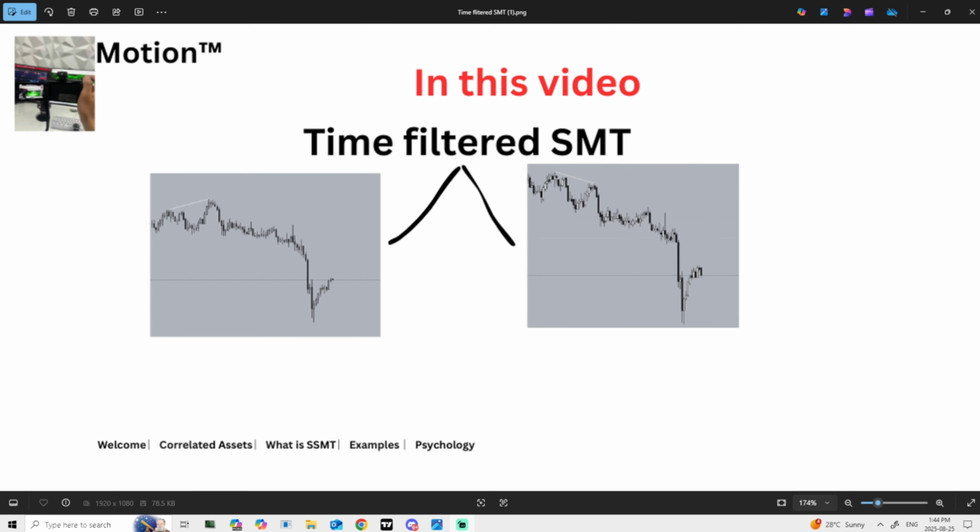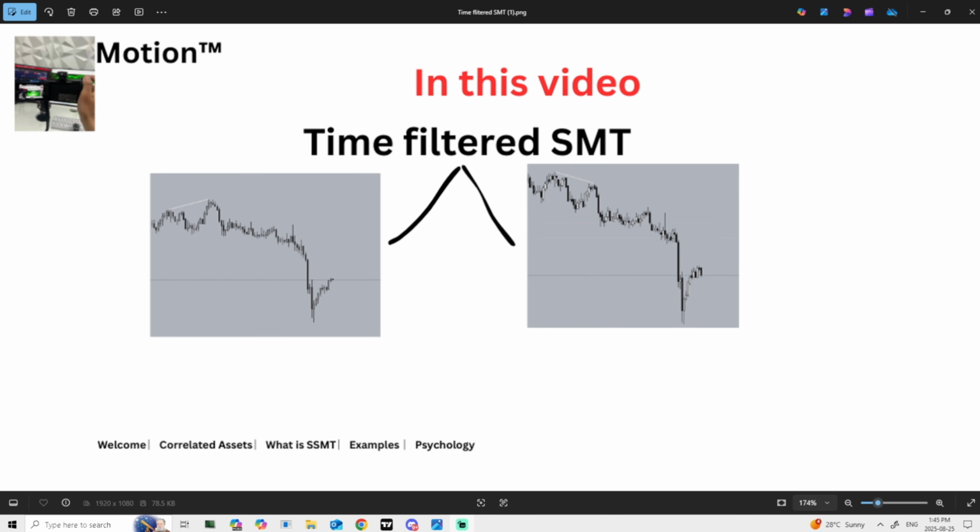Basically, within correlated assets, we have a failure swing on one asset and the other asset takes out the high or the low, and then we would like to see a continuation or a reversal. That is basically SMT, and that's what you should know before watching this video. I can still explain it, but I would suggest that you understand basic SMT, because this is a time filtered SMT, sequential SMT, which stands for SSMT.